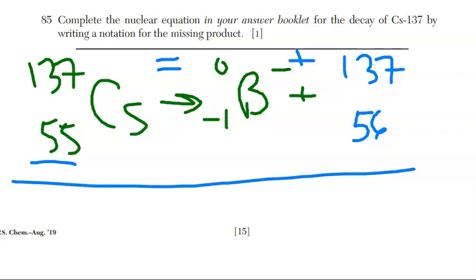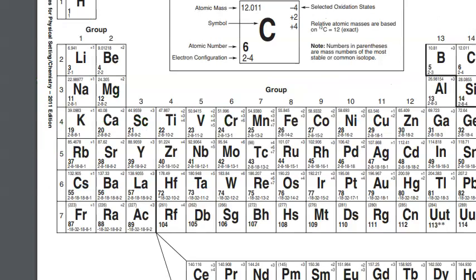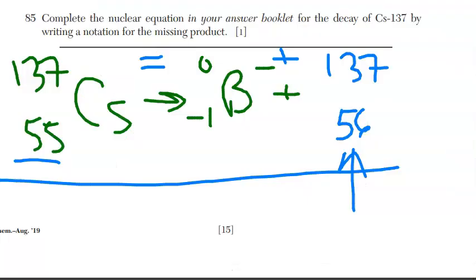Now, I have to identify the product. That means I got to go back to the periodic table and find element 56 and put in the symbol. Back to the periodic table, and element 56 is barium. I got to put my Ba in, and we are done. All right, it is official. Let me draw this in. Barium was our missing product. Actually, barium-137 to be exact. This ends Part C of the August 2019 Regents exam.